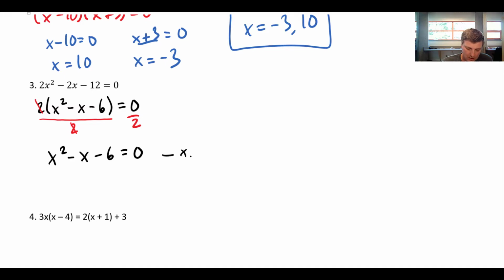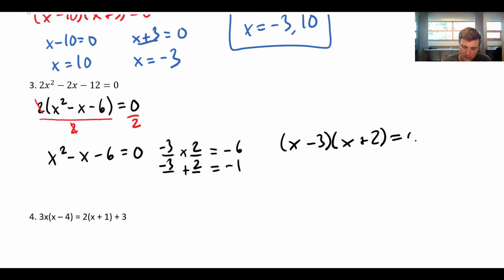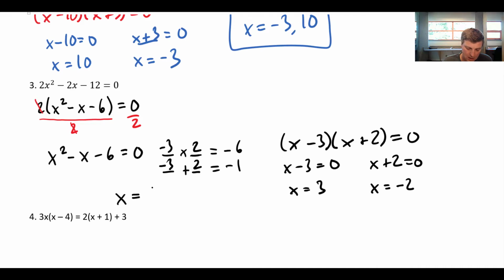Okay, let's factor more. So 2 numbers that are going to multiply to negative 6, but are going to add to negative 1 are negative 3 and 2. So I'm going to factor that into x minus 3 and x plus 2 equals 0. So x minus 3 equals 0, which means x equals 3. And x plus 2 equals 0, which means x equals negative 2. So my solution is x equals negative 2 and 3.